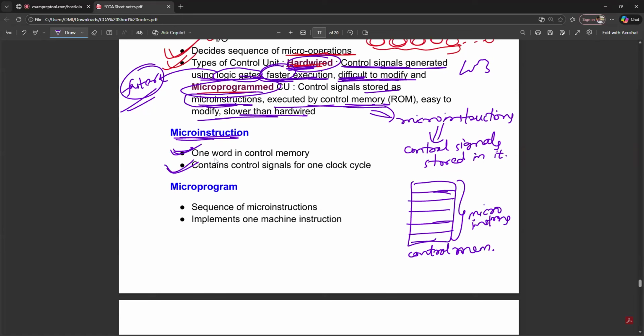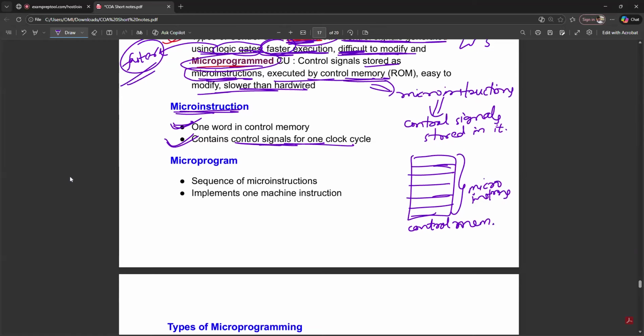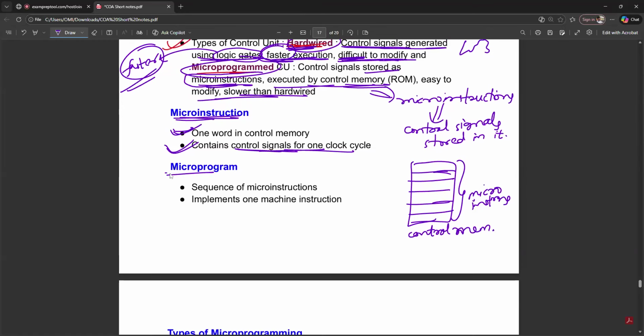Okay, and it contains the control signal for one clock cycle. See, I told you it stores the control signal. A micro instruction stores the control signal, and that is called the microprogram control unit. Right? What is the microprogram now? It is the sequence of micro instructions.